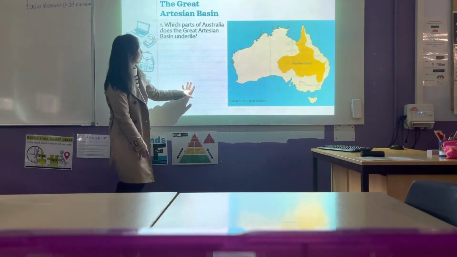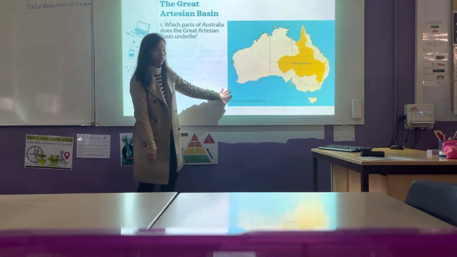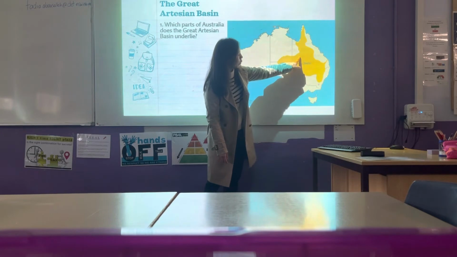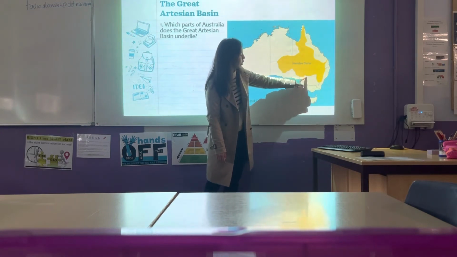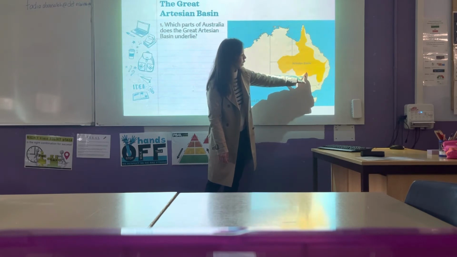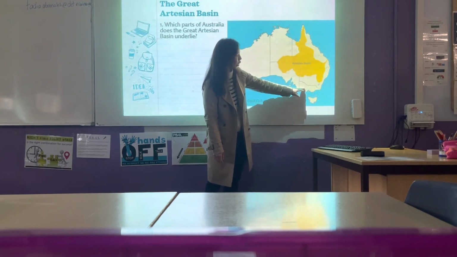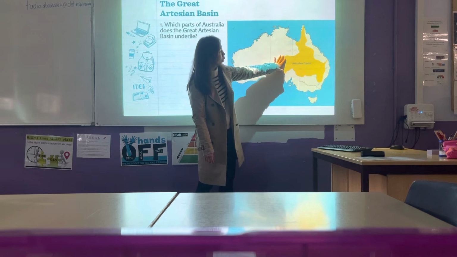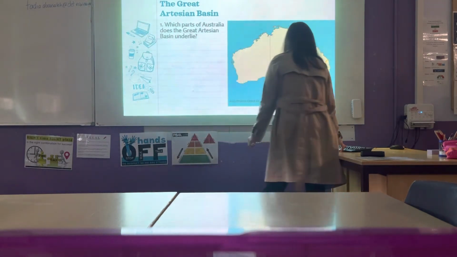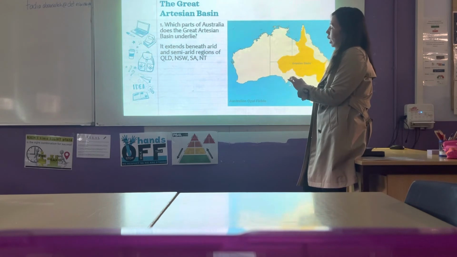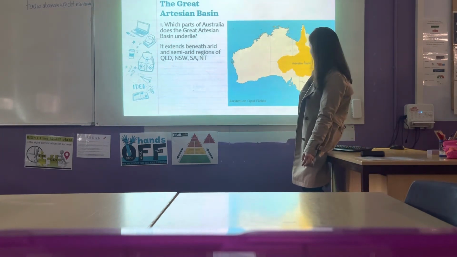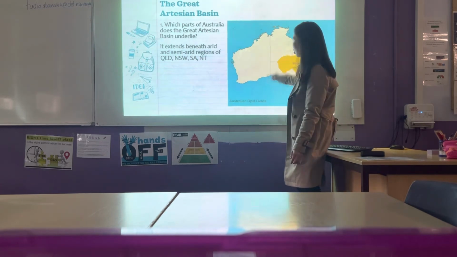Which part of Australia does the Great Artesian Basin underlie? Which part? Okay, so what do we have in here? Very good. Queensland. And then? Okay, New South Wales. Is that Victoria? No. Okay, so what do we have in here? South Australia. Okay, and then Northern Territory. Very good class. So the Great Artesian Basin extends beneath arid and semi-arid regions of Queensland, New South Wales, South Australia, and Northern Territory.